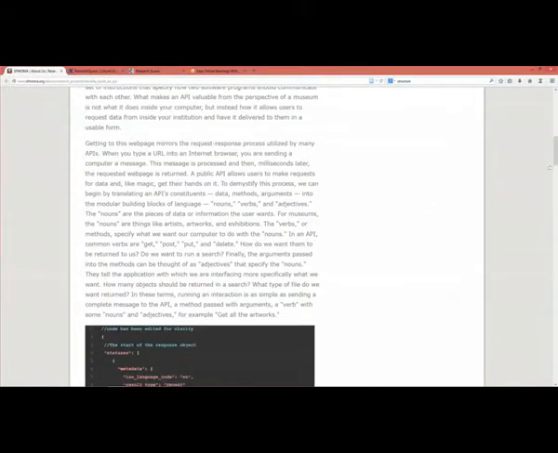So this is the sort of thing I mean about context and technologists. So this is a blog from someone from San Francisco, and they're talking about an API. So a lot of museums now create APIs of their data, and this is how it's demystified to a general audience. We can begin to understand an API's constituents, data methods, arguments, in the modular building blocks of a language. Nouns, verbs, and adjectives. The nouns are the pieces of data.